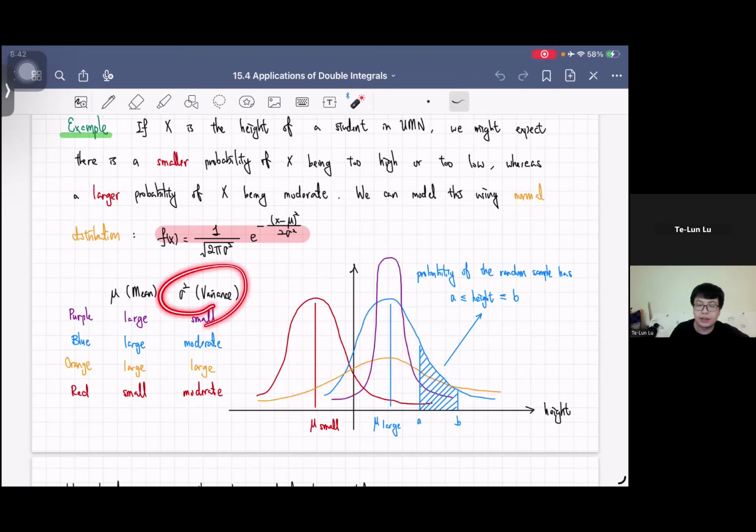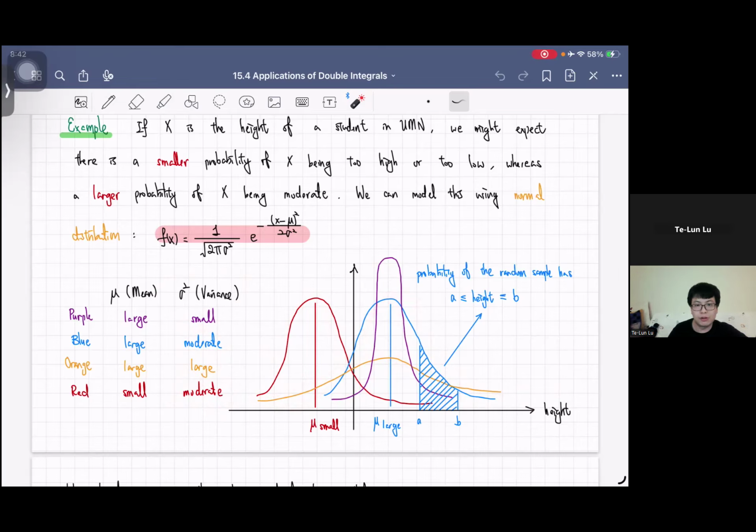And the variance here determines the spreading of the bell-shaped curve. So you see that the blue curve and the red curve share the same sigma squared, so this is of the same variance. And when the variance goes large, then it spreads wider. So you see that the yellow curve spreads very wide, and the height, the peak, is very small.